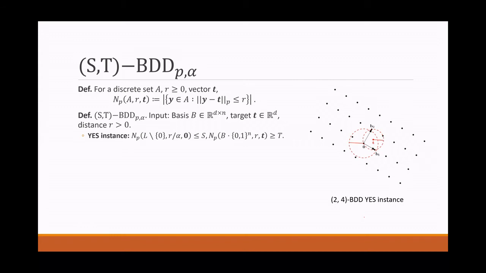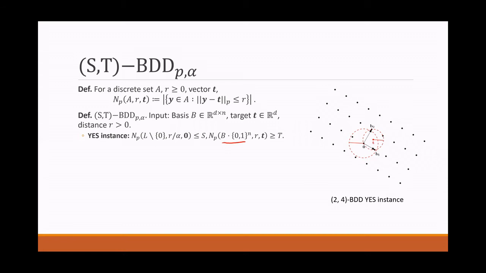So in the yes case, we're guaranteed to have at most S short non-zero vectors. Here by short, we mean vectors of norm at most R over alpha. On the flip side, we're guaranteed to have at least T close vectors, but not just T arbitrary close lattice vectors, but T close vectors which are binary combinations of the basis vectors. So that makes this a little bit different. And here by close, we mean that the vectors are within distance at most R of T.